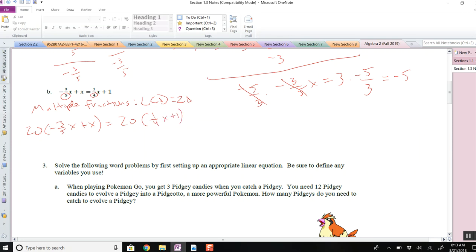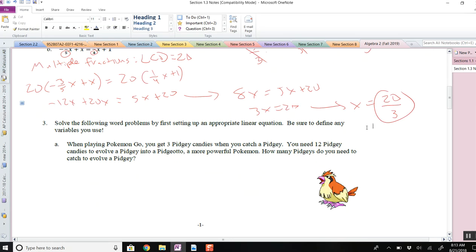So if you multiply 20 to negative 3/5, you can use a calculator if you need to. That will be negative 12x plus 20x. 20 times 1/4 is 5, so 5x plus 20. We keep moving. 8x equals 5x plus 20. 3x equals 20. x is 20/3. Okay, so we keep moving.